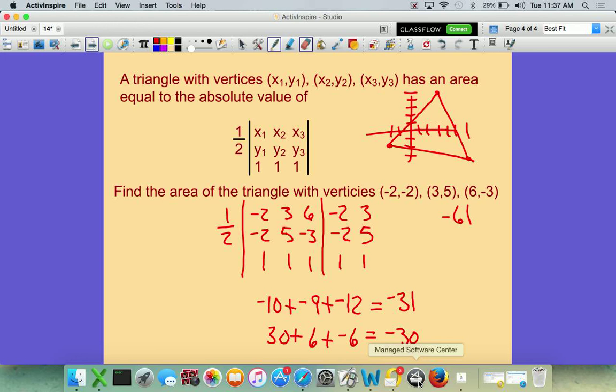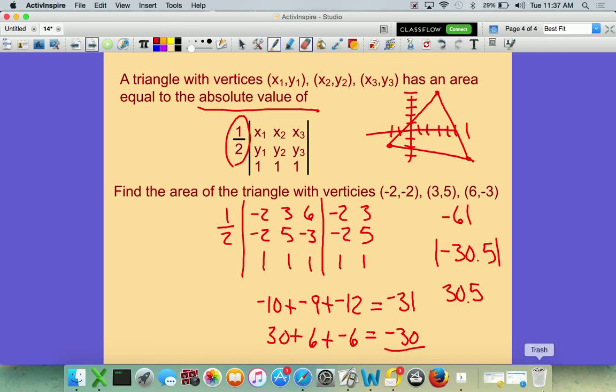All right, first of all, it says we've got to take the absolute value of this, and we've got to take into account this 1/2. Well, we can take the 1/2 times the 61, or negative 61, to get a negative 30.5, and then we've got to take the absolute value of that yet. So our answer here is 30.5.